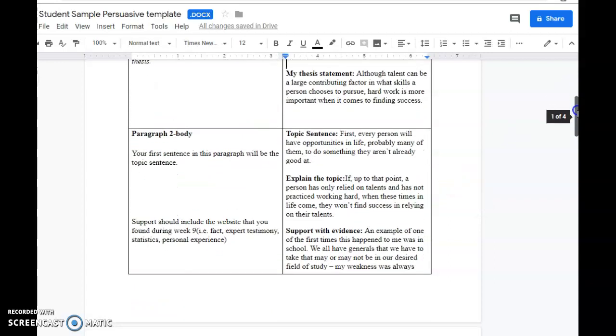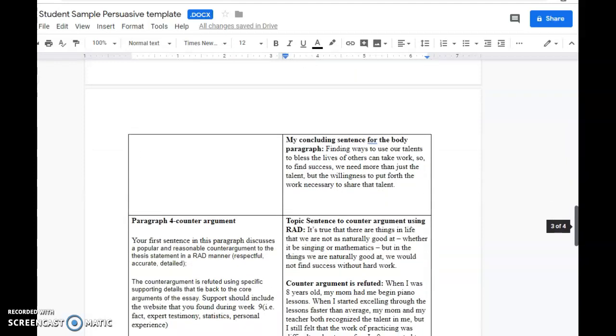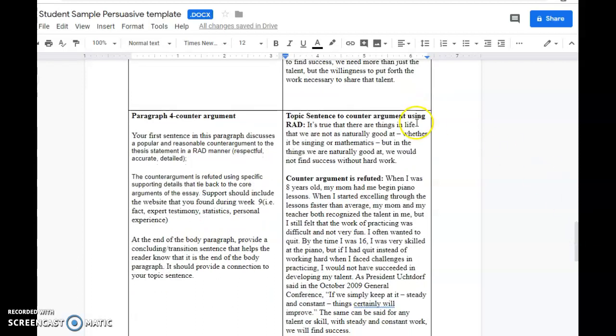Paragraph 2 supports the thesis, how hard work is more important when finding success. And it uses a personal example here to explain that. The main thing I want to cover in this video is the counter argument. The counter argument shows support for the opposite side. So right here is what the sample from the student says.